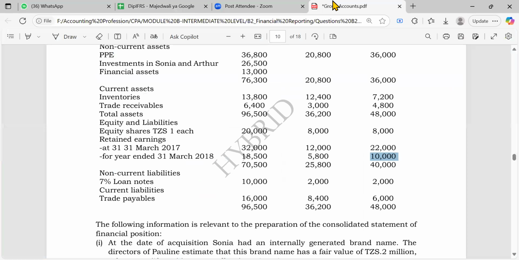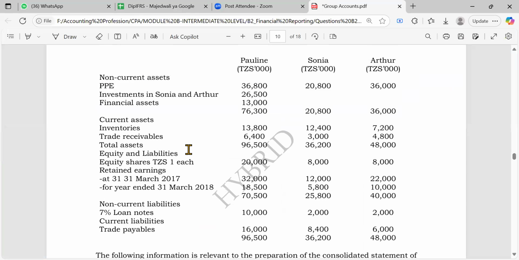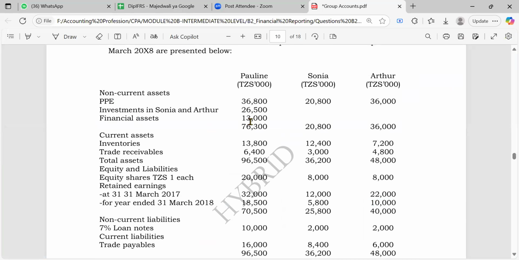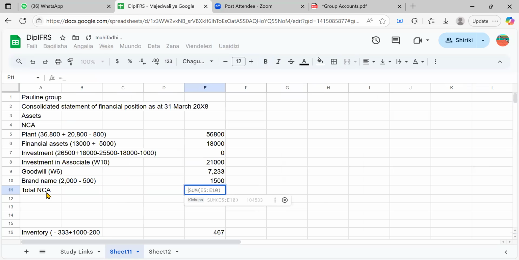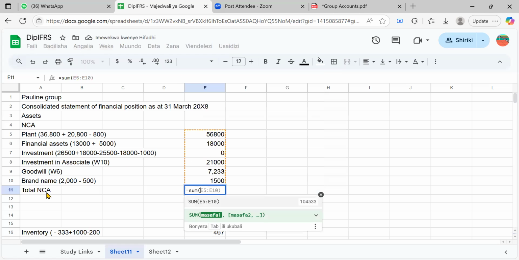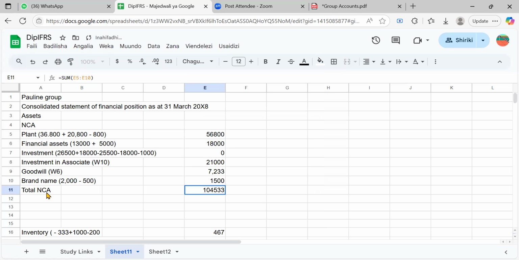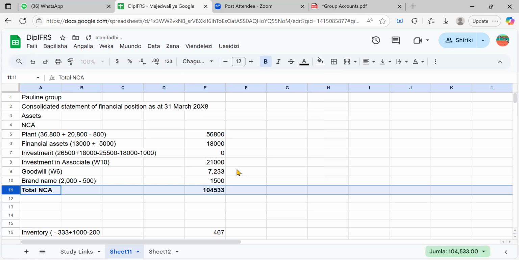Let's go to, I think the non-current assets have been done. We are done with non-current assets, yes. So we can just go and get our total. What should be our total? Here we could just say total non-current assets. So I'm just going to sum all these figures, and I'll get that one. I hope you saw that.